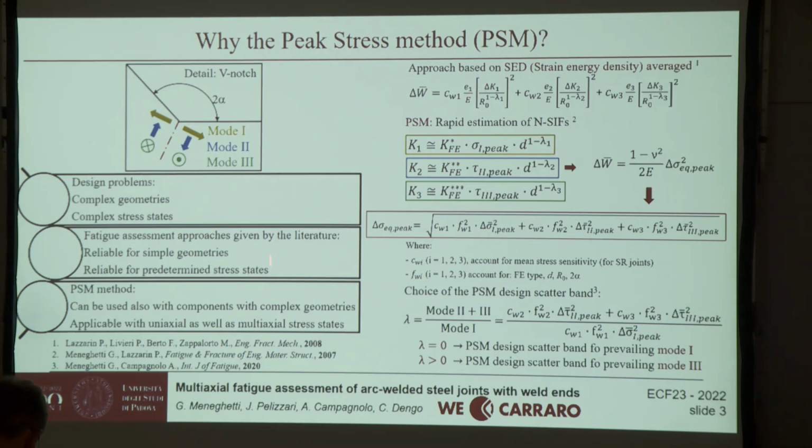On the right side of the slide, you can see the summary of the theoretical background of the method. The damage parameter is the average strain energy density, the SED. The SED is a function of the NSIFs, the notch stress intensity factors, which can be rapidly estimated by means of the peak stress method. Then, talking about the fatigue assessment, it can be defined in terms of the range of the equivalent peak stress, and the fatigue data expressed in terms of range of the equivalent peak stress will be compared with a PSM design scatter band chosen on the basis of the local biaxiality ratio lambda.